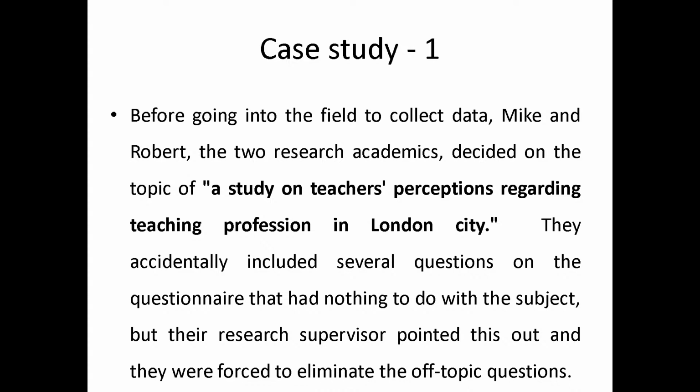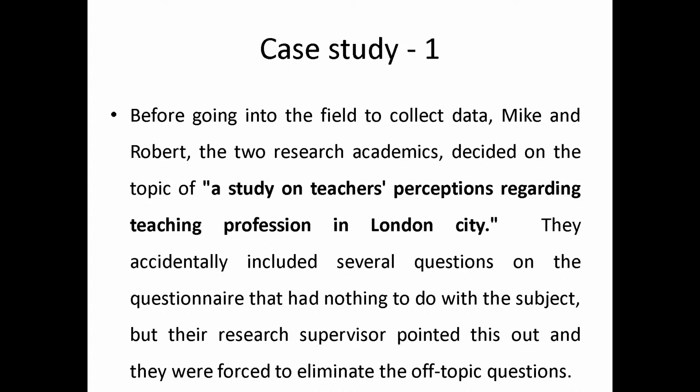The first one is taken from Chapter 2, Methods of Psychological Research and Inquiry. Before going into the field to collect data, Mike and Robert, two research academics, decided on the topic of a study on teachers' perceptions regarding the teaching profession in London City. So you look into this area. The topic is very clear.